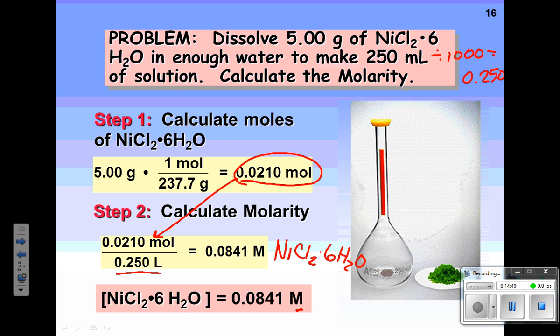Rewrite it in the shorthand. Okay, any others? We ready? Not quite ready?